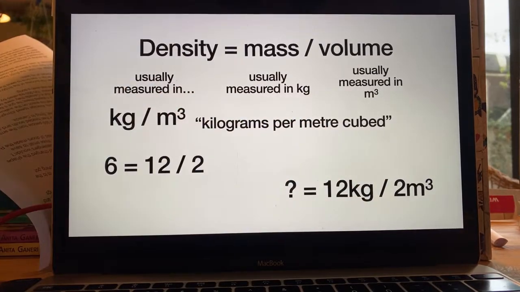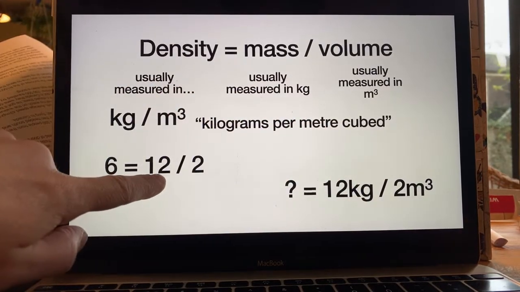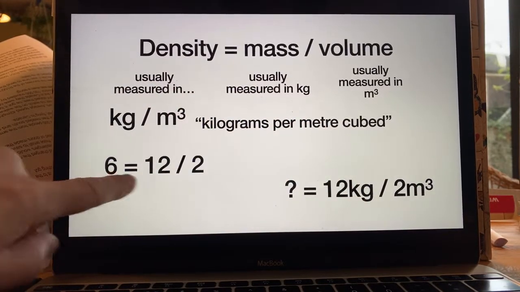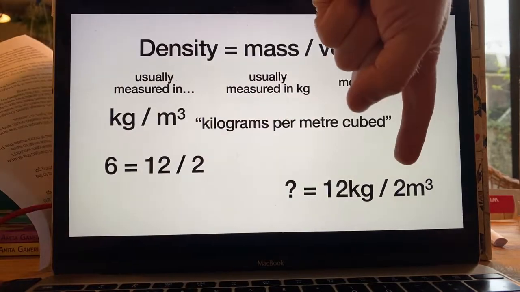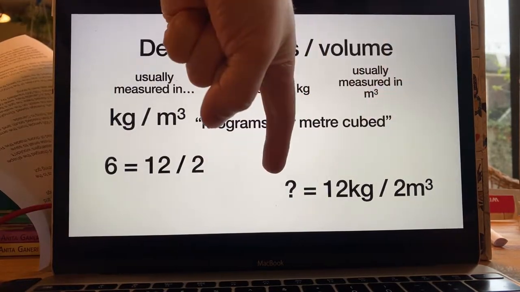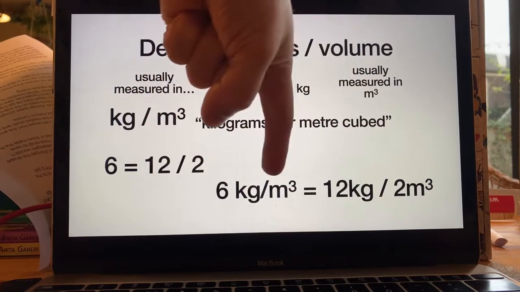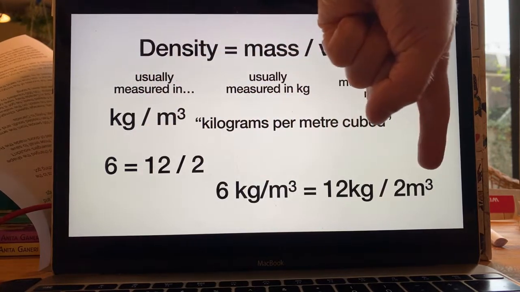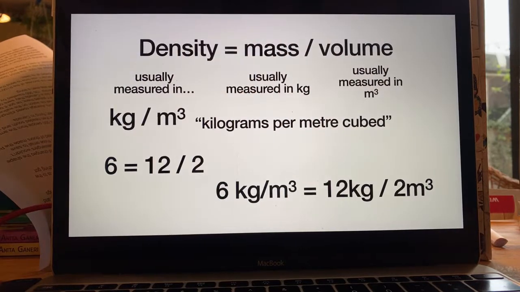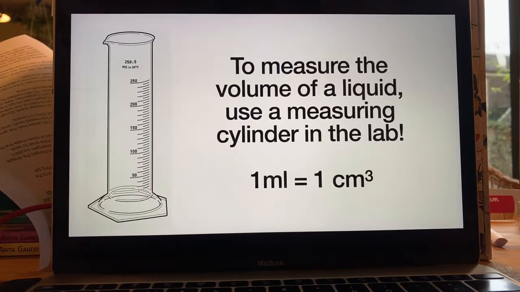you do to the units. So you probably know that 12 divided by 2 is 6. So 12 kilograms divided by 2 metres cubed is going to be, well, the number is still 6, but this time you have to add units, and it's kilograms per metres cubed.